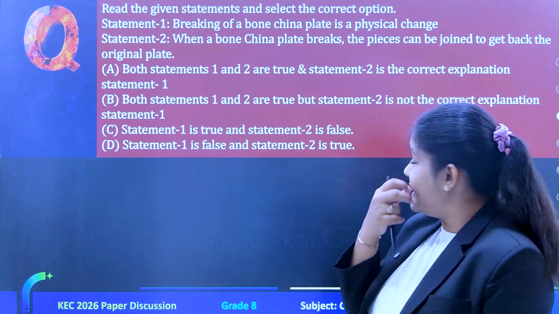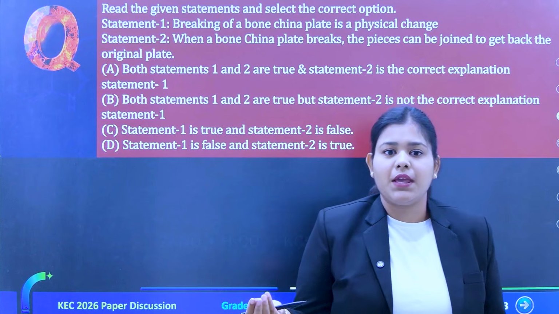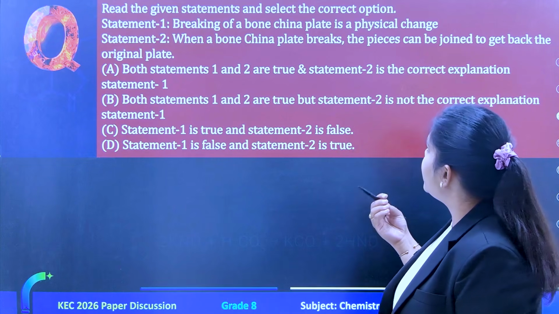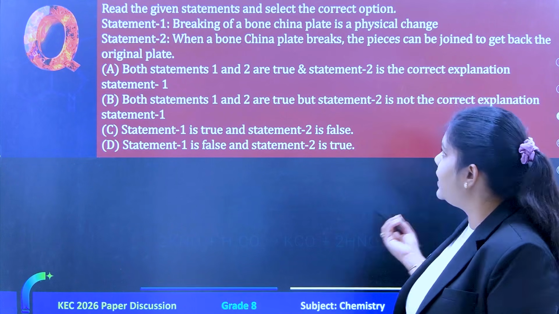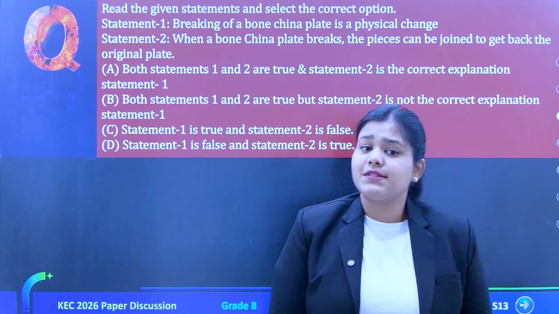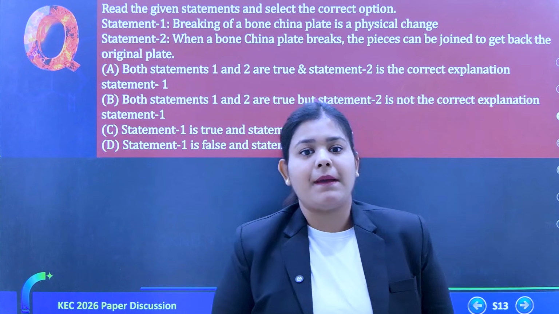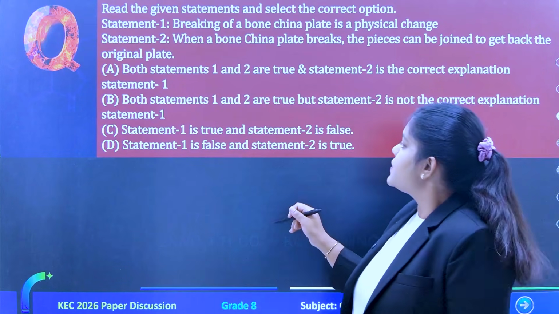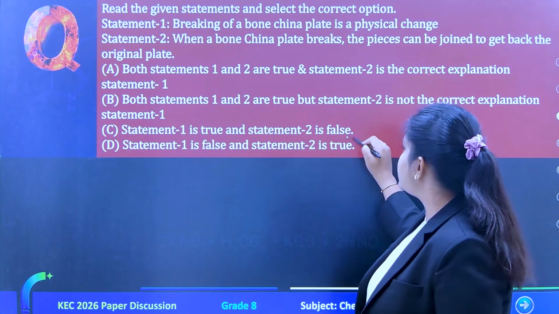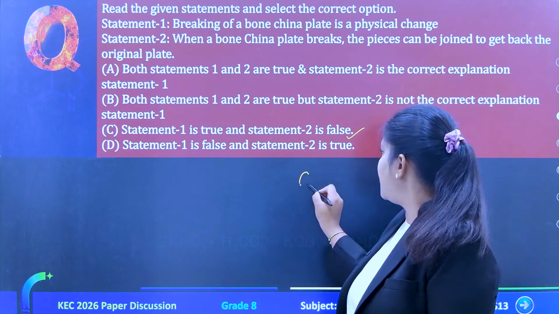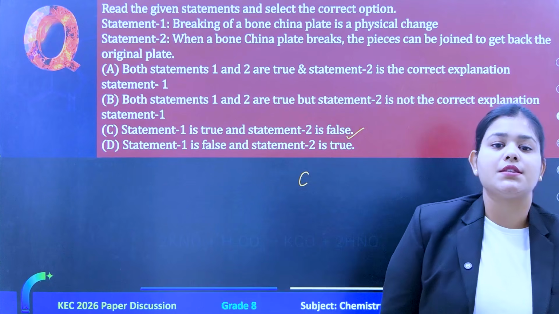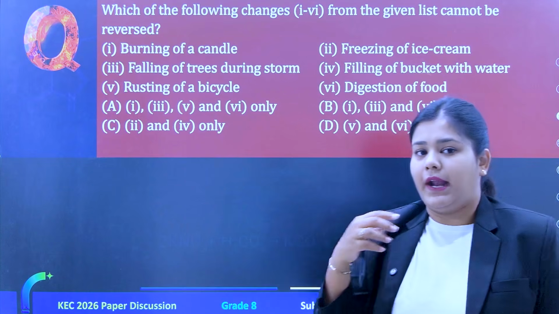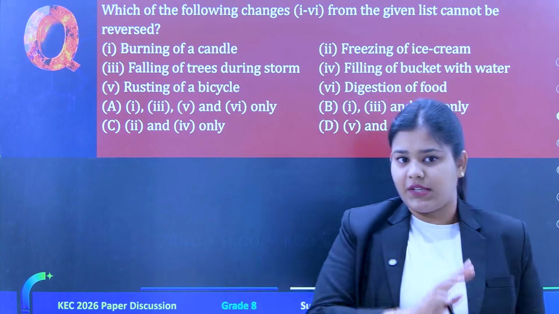Breaking of a bone china plate is a physical change? Yes. If anything is breaking, it is just converting into smaller pieces, and uneven pieces. Statement 2. When a bone china plate breaks, the pieces can be joined and go back to the original. No, this is not possible. I cannot join them into an initial state, like a perfect plate. So statement 1 is true, but statement 2 is false. So option C is the answer for this question. Correct everyone? I can join the plate, but it will not be like it was initially.